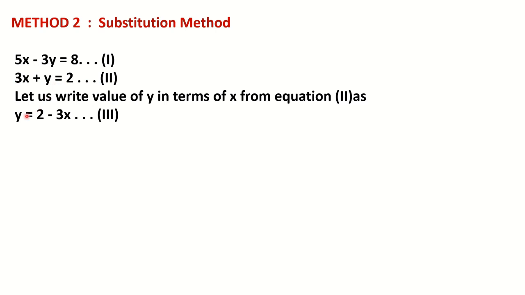So from equation 2, we write y is equal to 2 minus 3x. See, this 3x from the LHS is shifted to the RHS. So the value of y is 2 minus 3x. Number this as equation 3. So we have expressed y in the form of x.